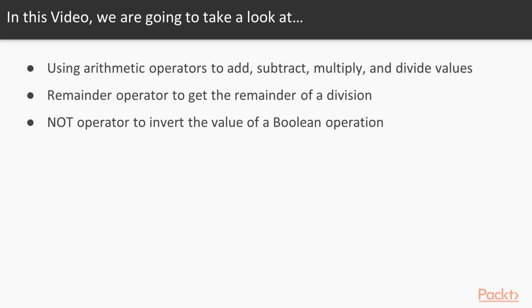Using the arithmetic, remainder, and not operators. In this video, we're going to take a look at how to use the arithmetic operator to add, subtract, multiply, and divide values. We're going to look at the remainder operator to get the remainder of a division. And we're going to look at how to use the not operator to invert the value of a Boolean operation. Let's head over to the playground to see how these operators work.